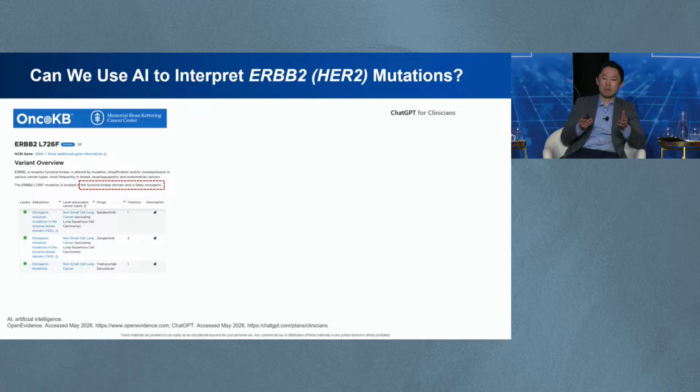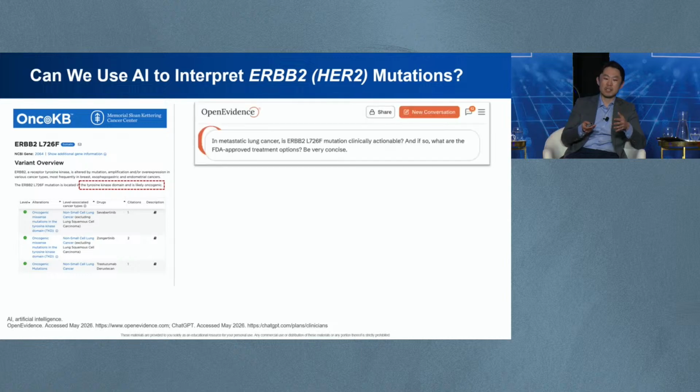Now, I can't give a talk in 2026 without talking about AI. And so one of the questions that I get from my clinical colleagues is, can we use AI, especially some of these chatbots and LLMs that are developed more for medical providers, to help detect ERBB2 mutations and to better understand actionability. And so just to go through this clinical exercise here, we're choosing the ERBB2 L726F mutation, which to me is unclear. So I'm going to check OncoKB. OncoKB says that it's TKD activating.